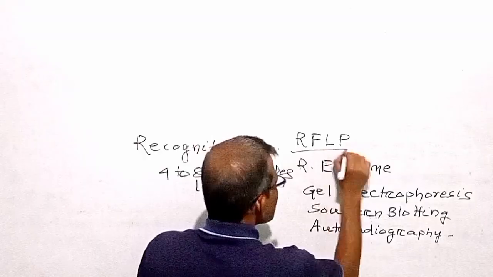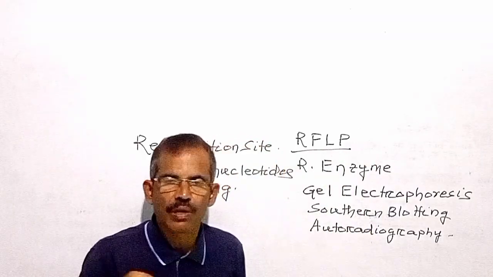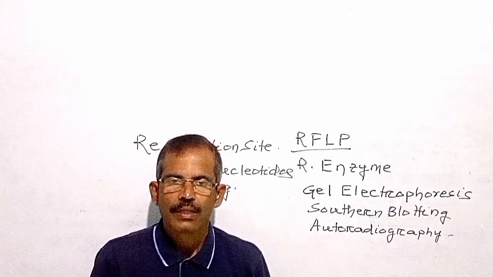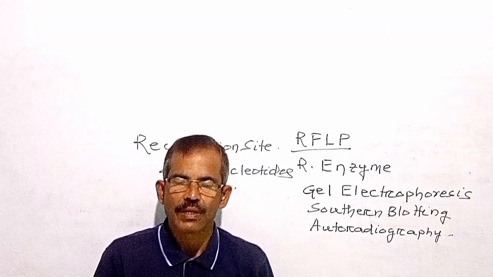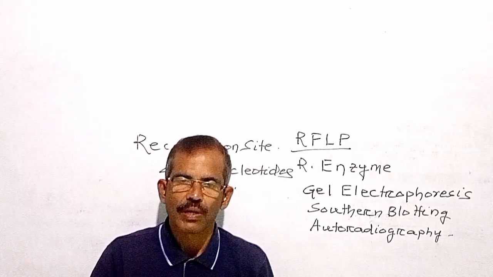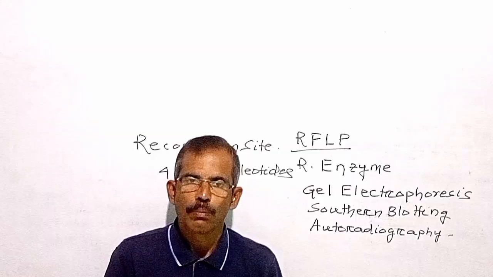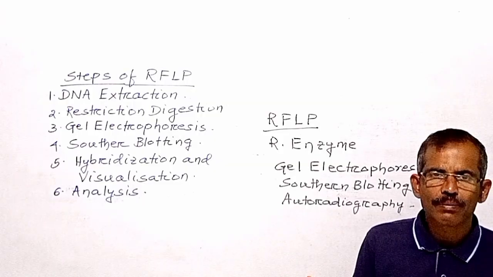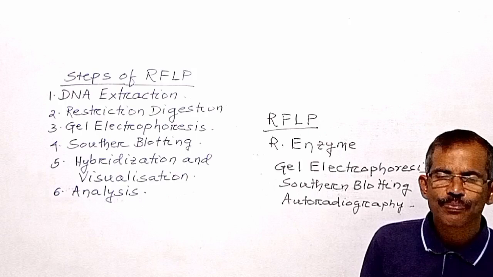Restriction fragment length polymorphism also refers to the DNA fragments of different length that are generated after restriction digestion of different DNA samples by restriction enzymes. Steps of restriction fragment length polymorphism.